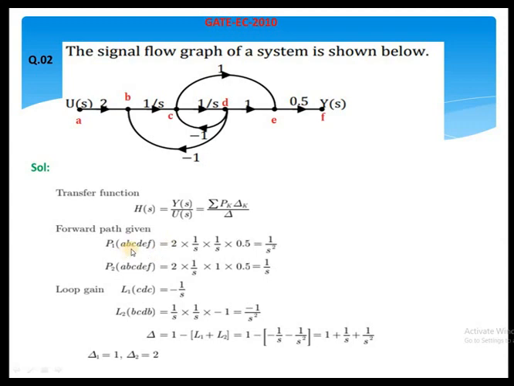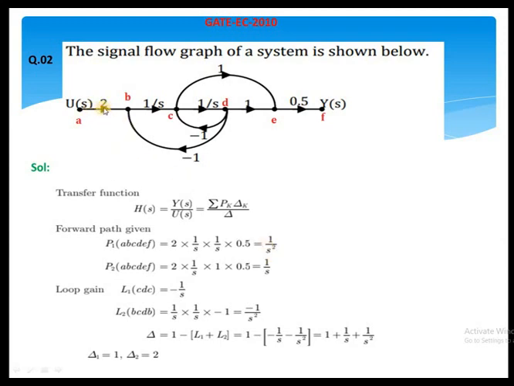P1 travels through A, B, C, D, E. A, B, C, D, E, F are the nodes here, the straight one. And the next forward path is A, B, C, and directly jumps to E, and one more forward path here reaches F. So the gain values of the first and second forward paths: P1 is the straight one, 2 into 1 by s into 1 by s into 1 into 0.5. That will produce 1 by s square.